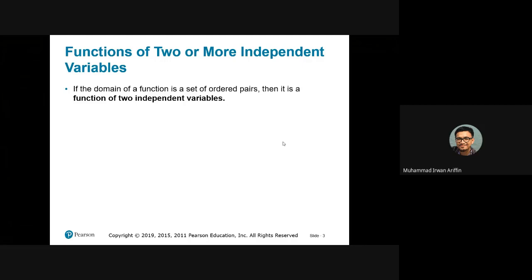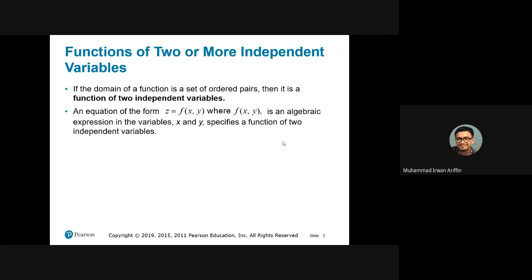Now, if the domain of a function is a set of ordered pairs, so instead of just one variable, we have a pair of variables, then it becomes a function of two independent variables. So an equation of the form z equals f of x and y, where f of x and y is an algebraic expression in the variables x and y. So we have two variables x and y, two independent variables. If we express our function in this form, then it becomes a function of two independent variables.